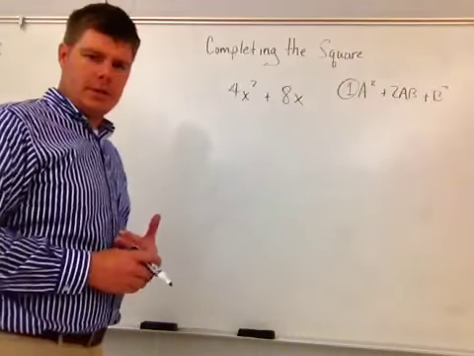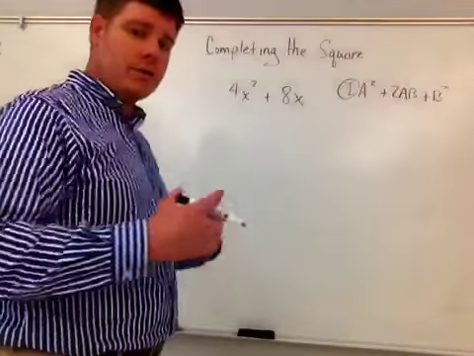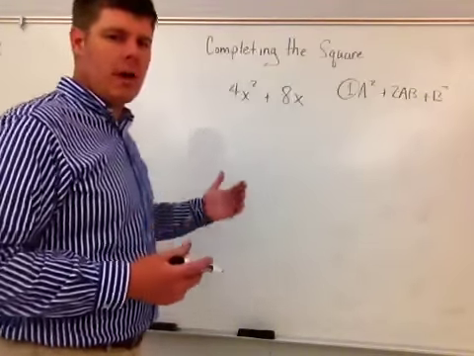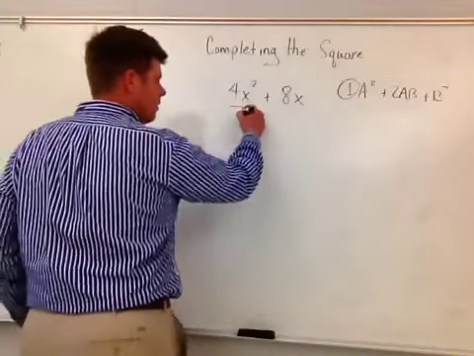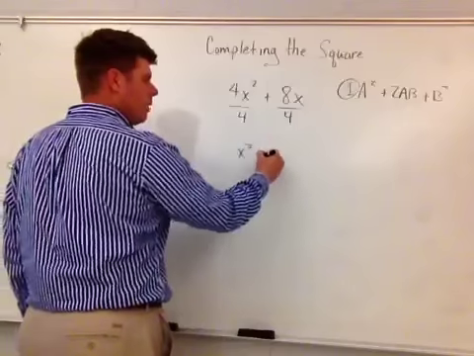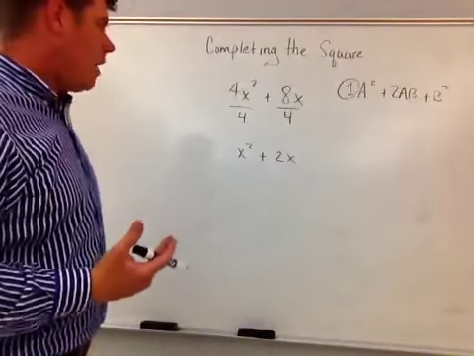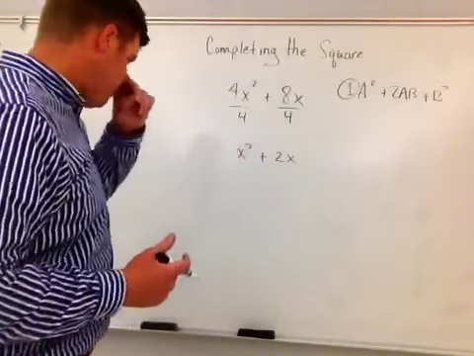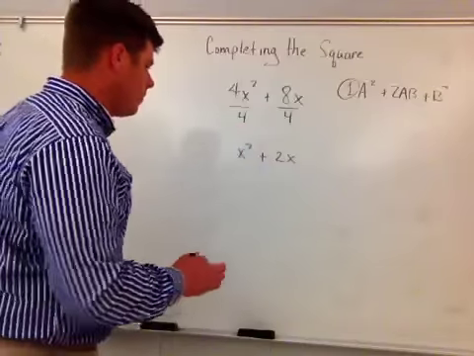Well, there's a couple strategies here. And one of the strategies is that I could just factor out the 4. But in this case, it's not really going to help me. So what I'm actually going to do is I'm just going to divide the 4 out. So if I divide this 4 out, 8 divided by 4, I'm then left with x squared plus 2x. Now I can begin to look at what's going to complete the square for this.